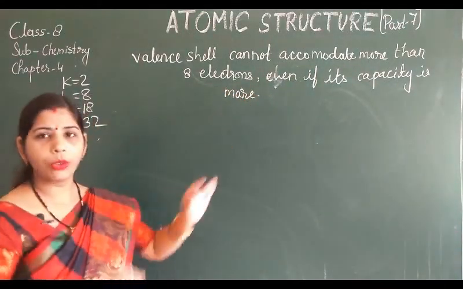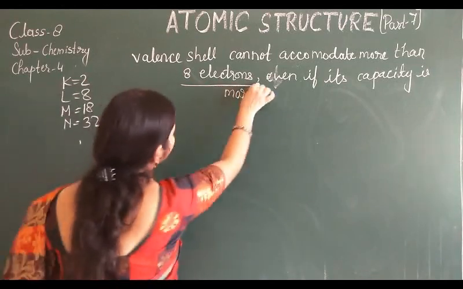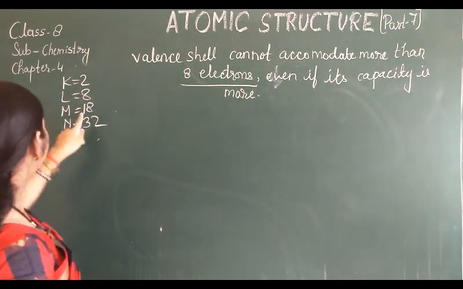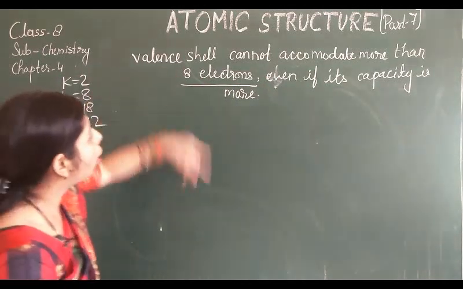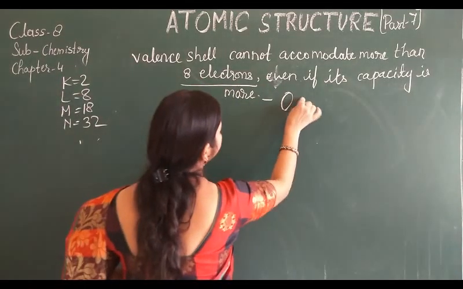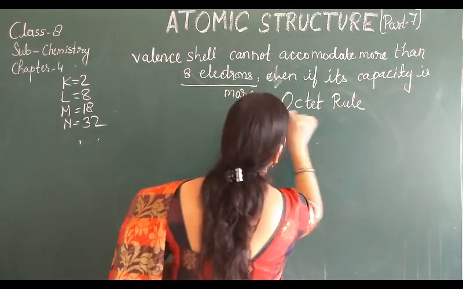दैट मीन्स जो वैलेंस शेल होती है, जो आउटर मोस्ट फिल्ड शेल होती है, वो 8 इलेक्ट्रॉन से ज़्यादा इलेक्ट्रॉन्स को एकोमोडेट नहीं कर सकती है. हियर 18 है, लेकिन फिर भी ये 8 इलेक्ट्रॉन्स को ही एकोमोडेट करेगी. और दिस रूल इज नोन एज द ऑक्टेट रूल.